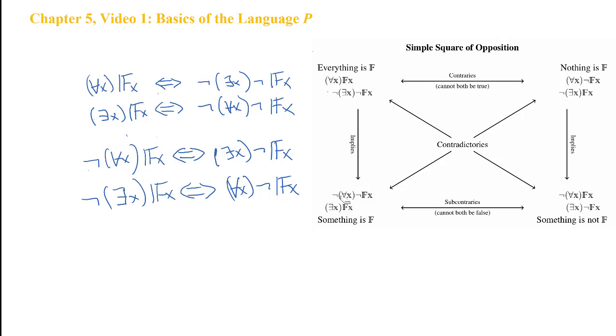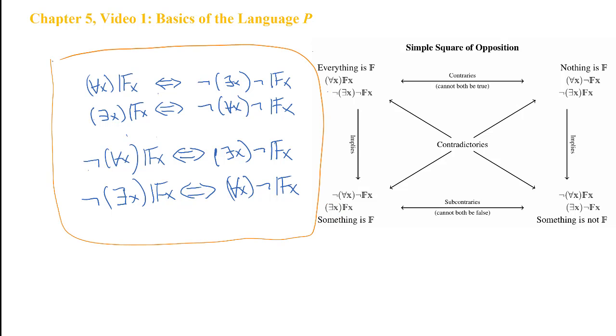Knowing these equivalences, whether you understand them in terms of the square or just the positioning of the negations, will be helpful in doing exercises. So this video has introduced you to some of the basics of the language P, how predicates and constants work, how quantifiers and variables work, at least in their basic sense, and some basic translation forms. The next video will discuss how the quantifiers interact with conjunction and disjunction.